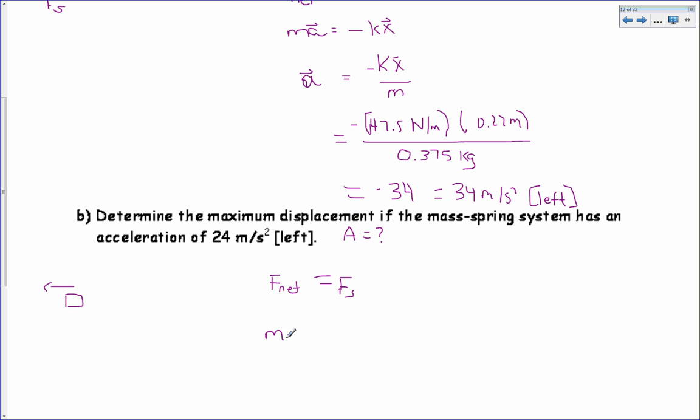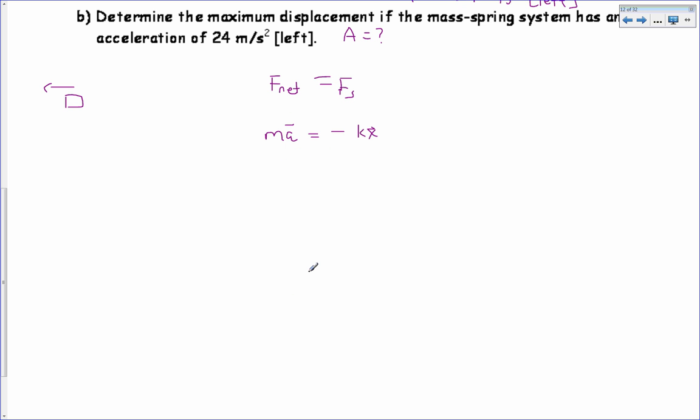Mass times acceleration equals negative kx, okay, or kA, right? X, put here A if we want, capital A, equals x, which is equal to mass times acceleration divided by negative k. So the mass was 0.375 kilograms. And we have a negative acceleration because it's to the left.